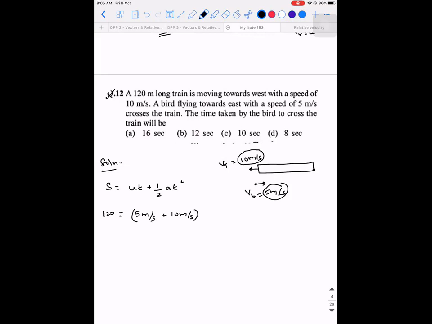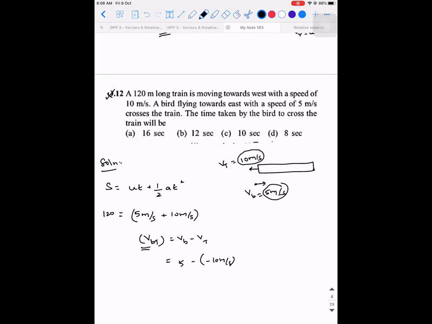If I write only 5 meters per second, I would have taken only the velocity of the bird. If I write only 10 meters per second, I would have taken only the velocity of the train. Sir, here it is the velocity of the bird with respect to the train. Yes, velocity of the bird with respect to the train, which is nothing but velocity of the bird minus velocity of the train. So VB minus VT is minus 10 meters per second. I hope you understood this. That is the reason why I wrote a plus VT.